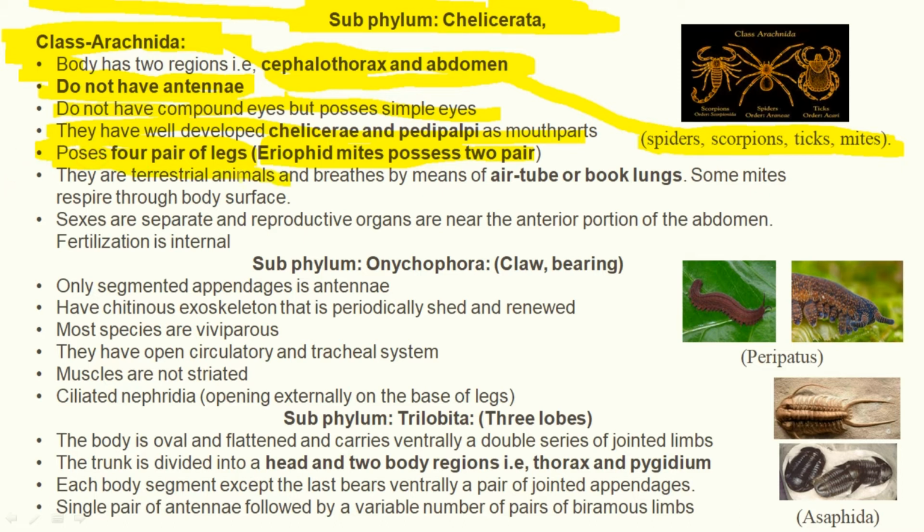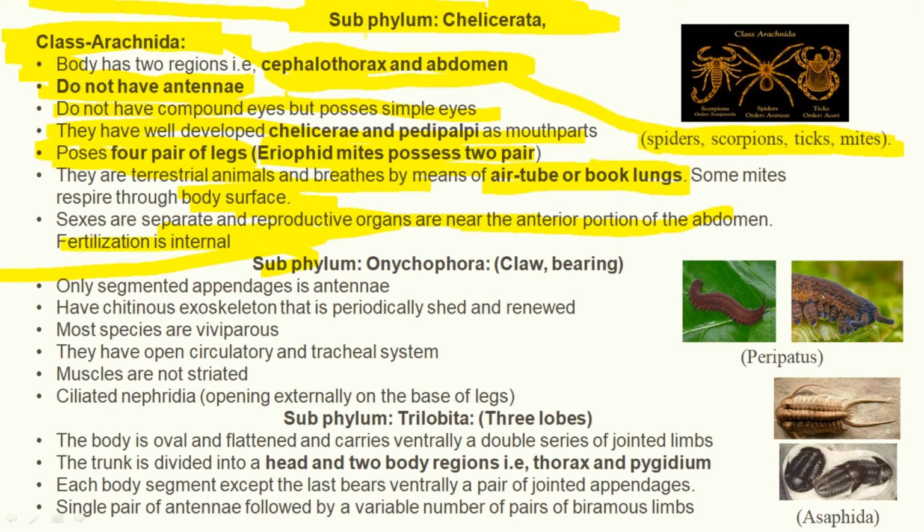Generally, these are terrestrial animals and they respire through air tubes or book lungs. It may come as a short question: class Arachnida respires through which organ? Air tube or book lungs. Generally, you have to write book lungs. Also, some mites respire through the body surface. That is not of importance, but try to remember book lungs are the organ of respiration in class Arachnida. They have separate reproductive organs, male and female are different, located near the anterior portion of the abdomen. Fertilization is internal.